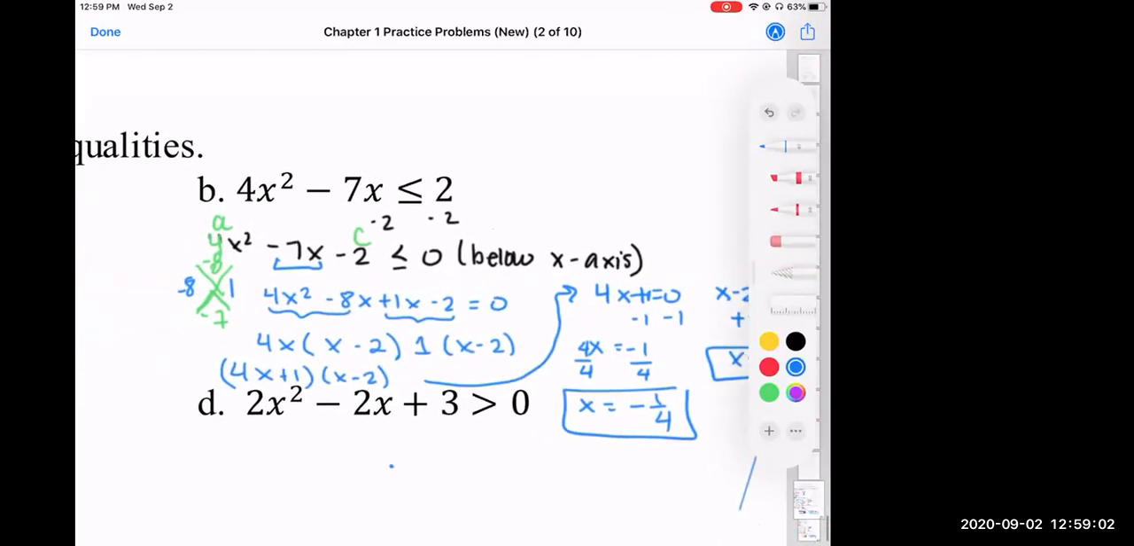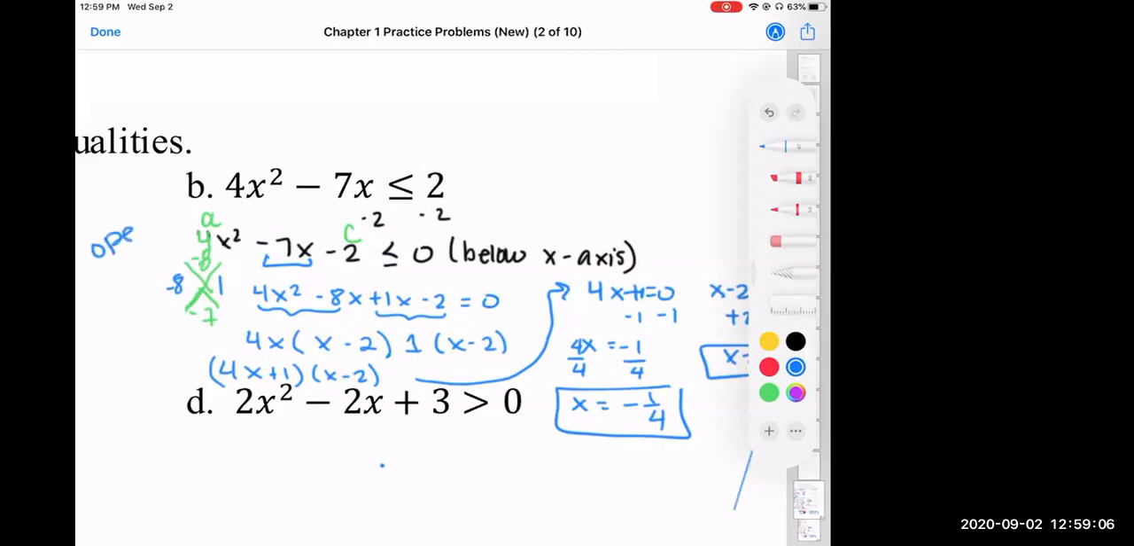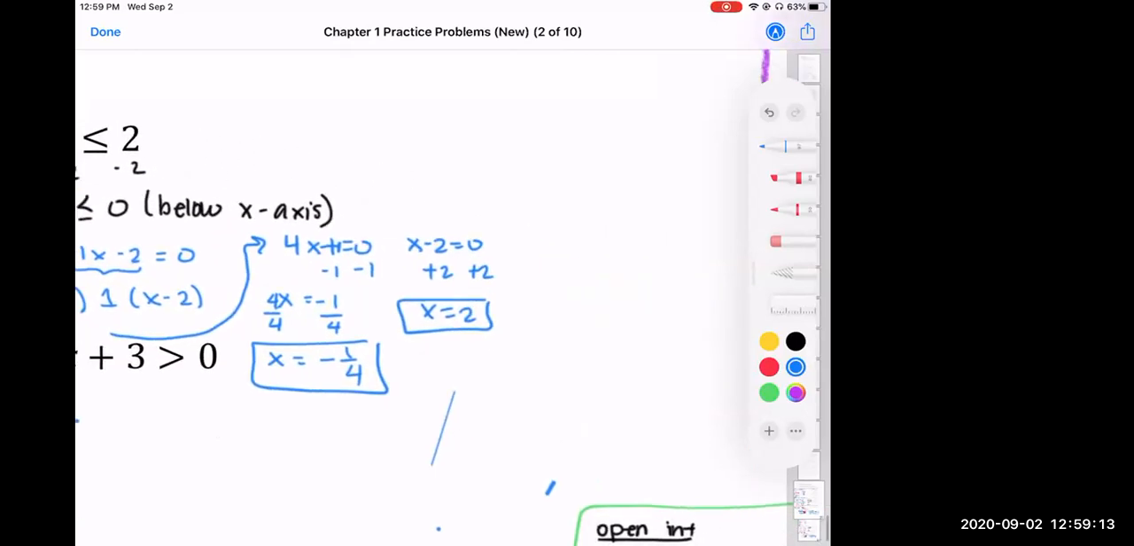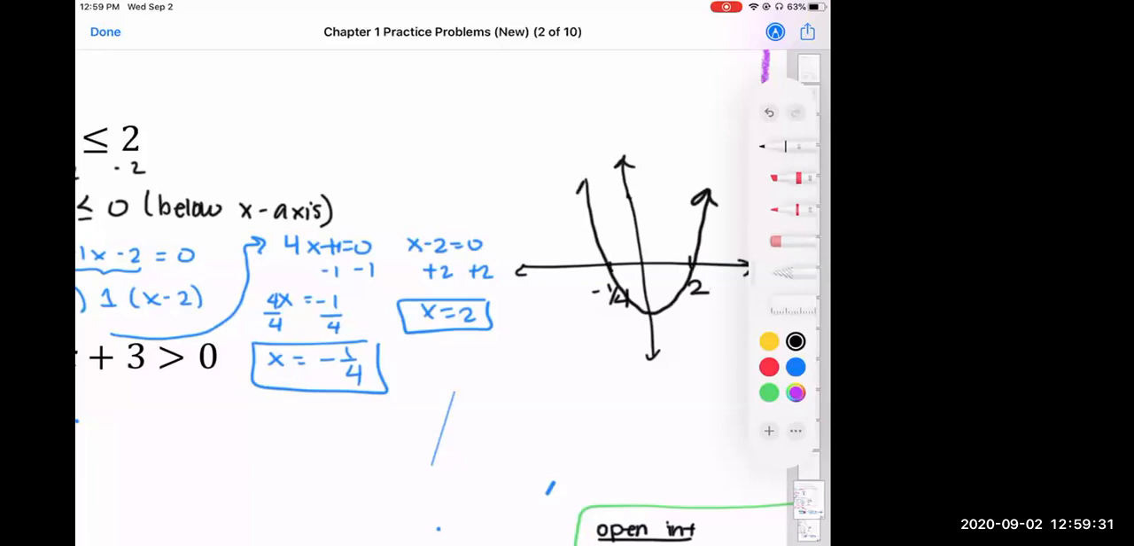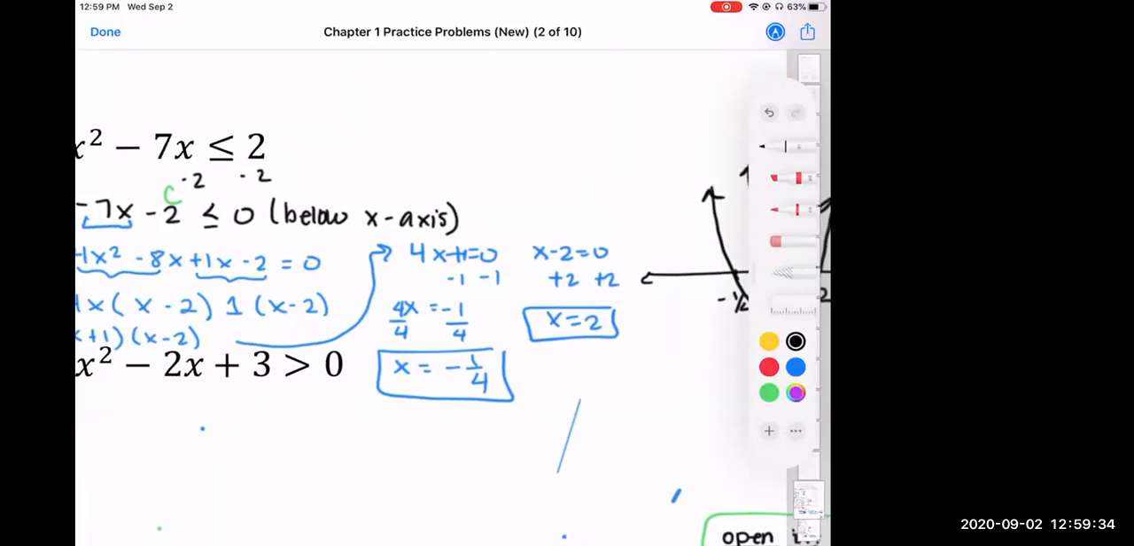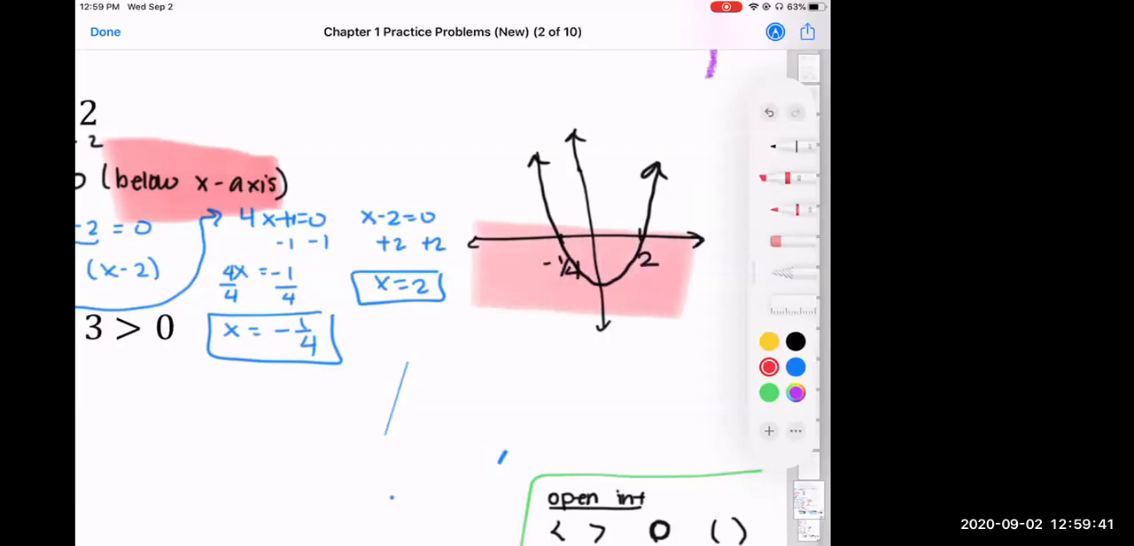Okay, super rough sketch. Look at your function. I know it opens up because there's no negative, and I have my zeros. I have my zeros at negative 1/4 and at 2, and my parabola opens up. My interest is what's below the x-axis. That's what we want, below the x-axis. So I want to see what's going on down here. I want to focus on those points where it begins, so that negative 1/4 and that 2.